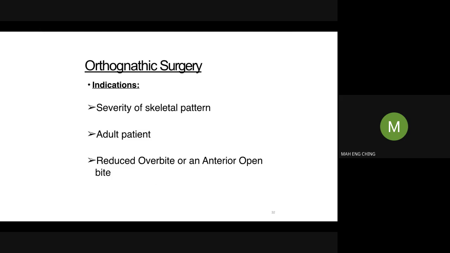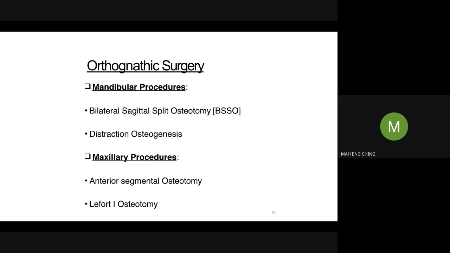So when it comes to anterior open bite in a non-growing patient, which is an adult patient, there's quite limited what we can do for this kind of patient. And we usually consider orthodontic surgery. So when it comes to orthodontic surgery, then you have to determine whether the upper jaw is a problem or the lower jaw is a problem, or maybe both jaws are a problem.